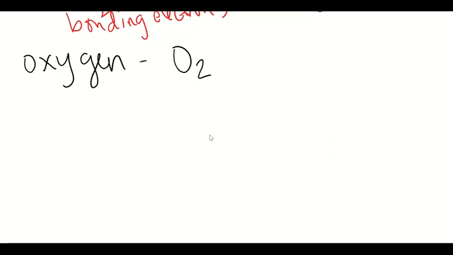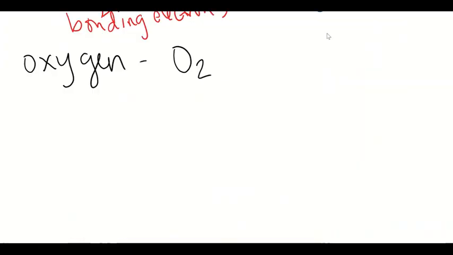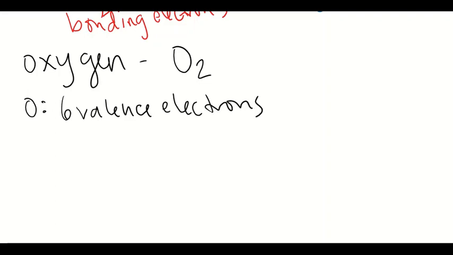All right, so the typical way that you want to draw out a Lewis structure is you say, okay, I have 2 oxygen atoms. So oxygen is over here, and we count up the valence electrons: 1, 2, 3, 4, 5, 6. So it has 6 valence electrons. For each oxygen, we have 6 valence electrons. I have 2 oxygen atoms, so that means 12 valence electrons. VE means valence electrons.